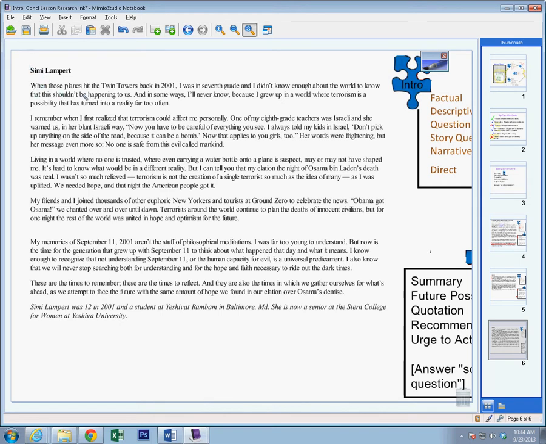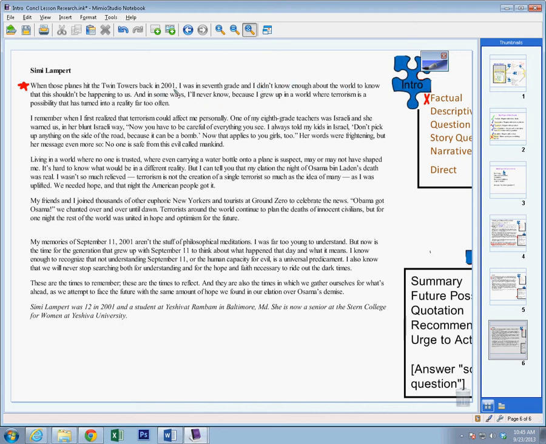It starts out saying, "When those two planes hit the Twin Towers back in 2001, I was in 7th grade and I didn't know enough about the world to know that this shouldn't be happening to us. In some ways, I'll never know because I grew up in a world where terrorism is a possibility that has turned into a reality far too often." And if you think about it, the beginning part sets you up with a factual introduction, as we talked about right here. It's something that happened. It's very specific.